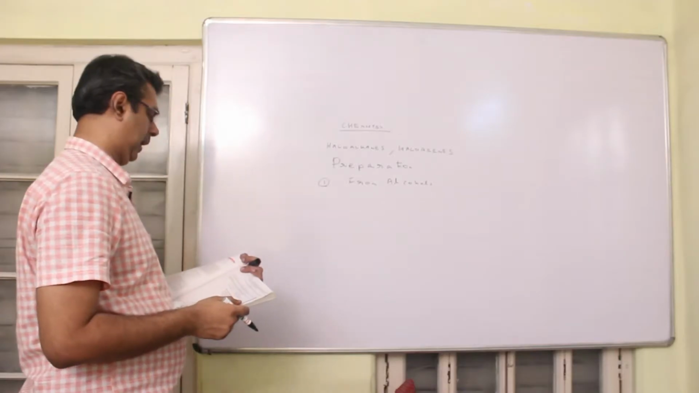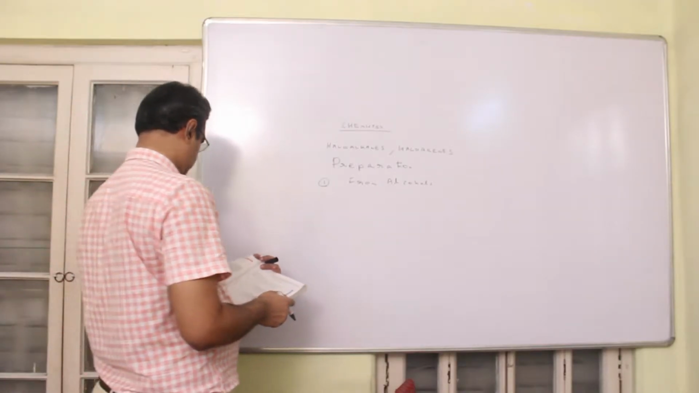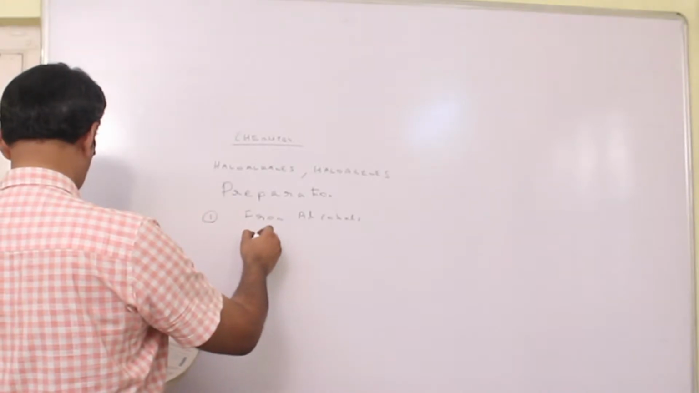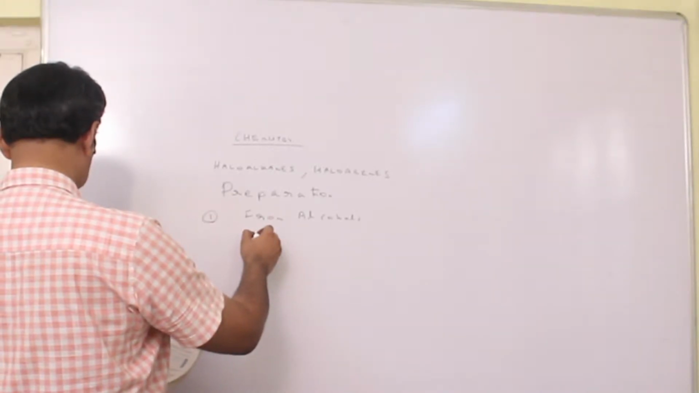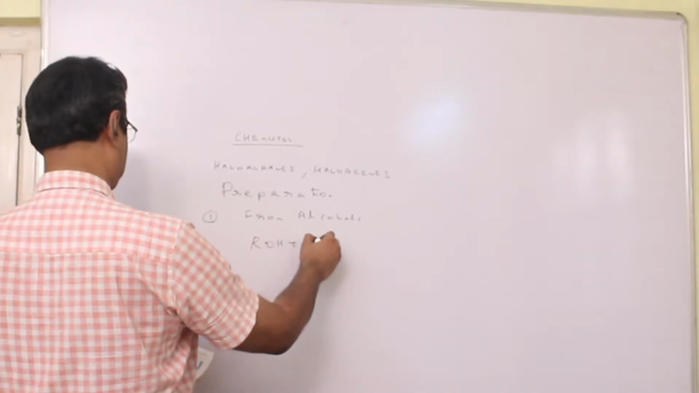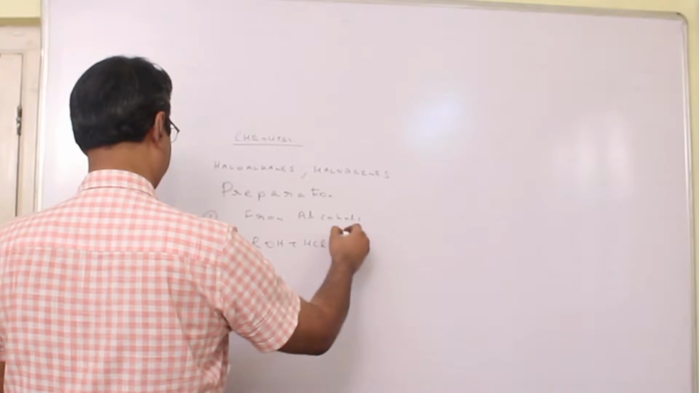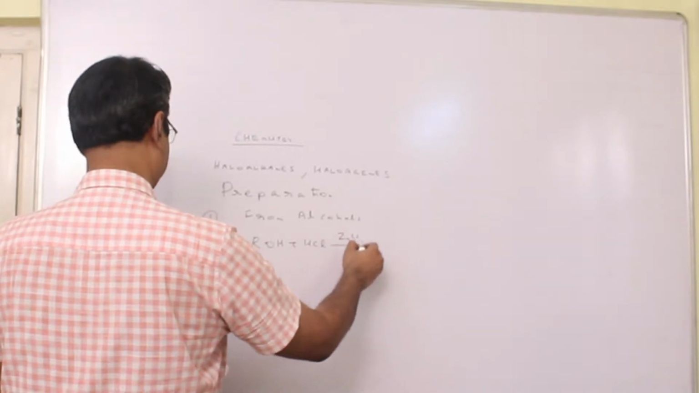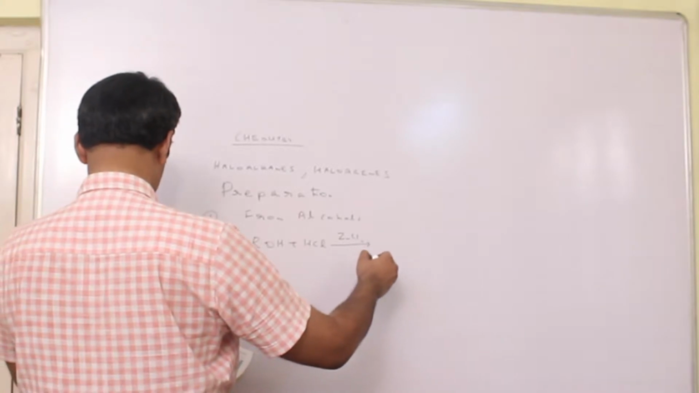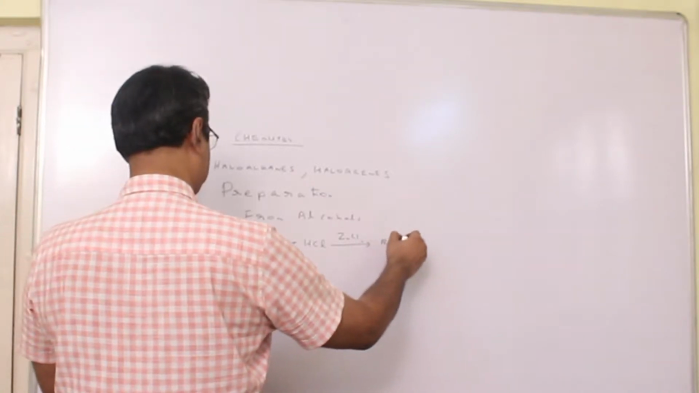is from alcohols. So in case of alcohol, what happens is that the hydroxyl group of alcohol is replaced by a halogen.